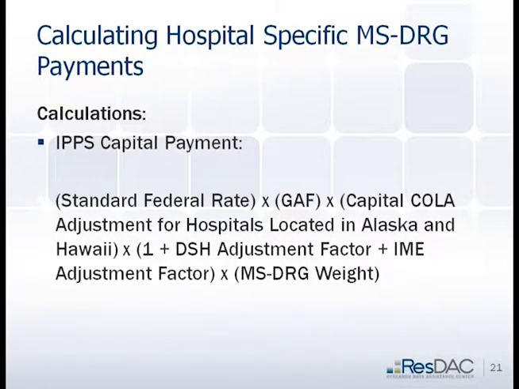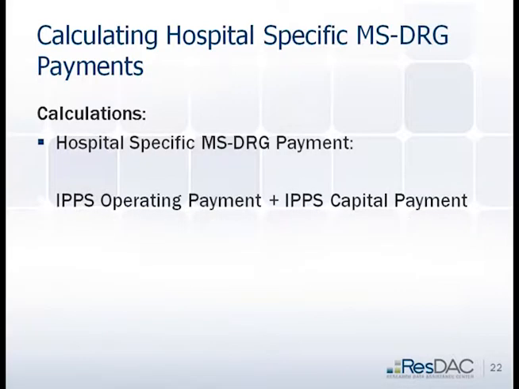Similar to what the capital payment is for an MS-DRG, you have a standard federal rate that they will provide you for the capital cost. It's multiplied by the GAF, the geographic adjustment factor. Again, that depends on where the hospital is located, what type of a hospital it is. And then again, for hospitals in Alaska and Hawaii, you have the COLA, and multiply times the DISH adjustment and IME adjustment factors for that to get the MS-DRG weight. And then finally, you just add up the payment for the operating and the capital.